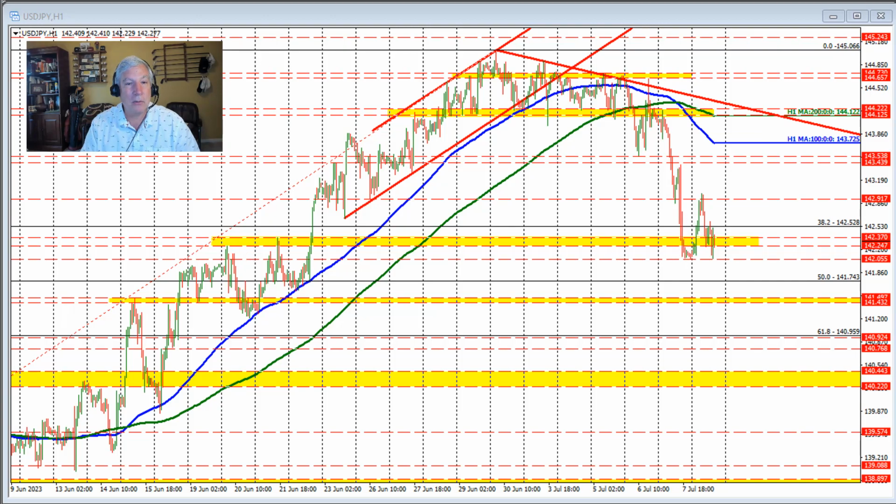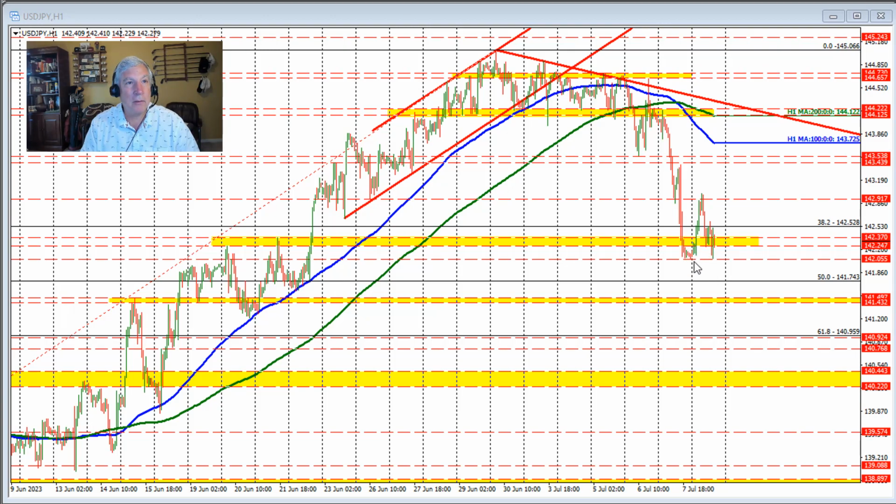And then we fell below this swing area as well. The swing area had a number of different swing highs right through here. And then we started to rotate to the upside right there. So I didn't really do a good job with those arrows.